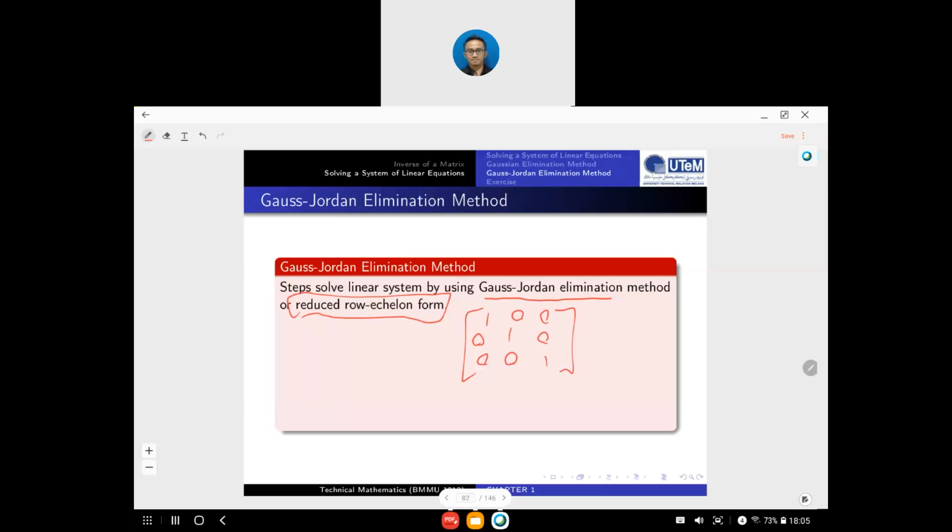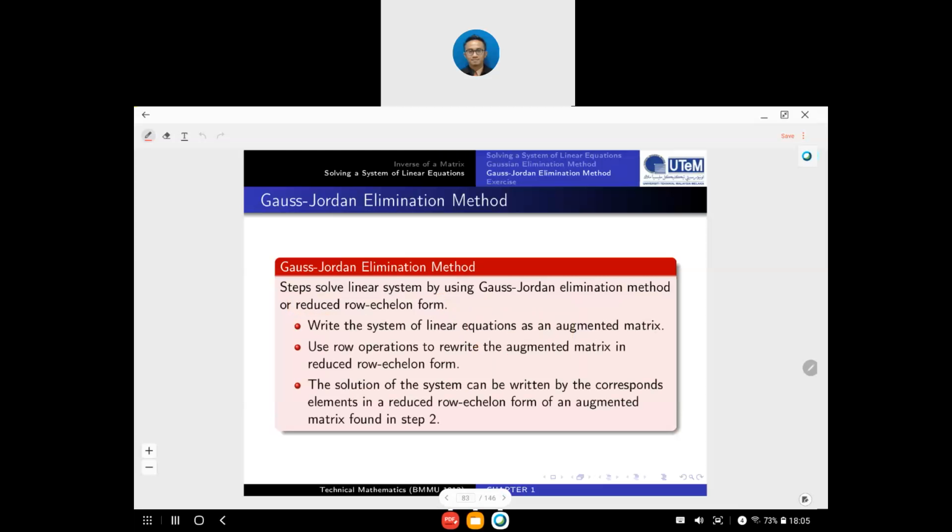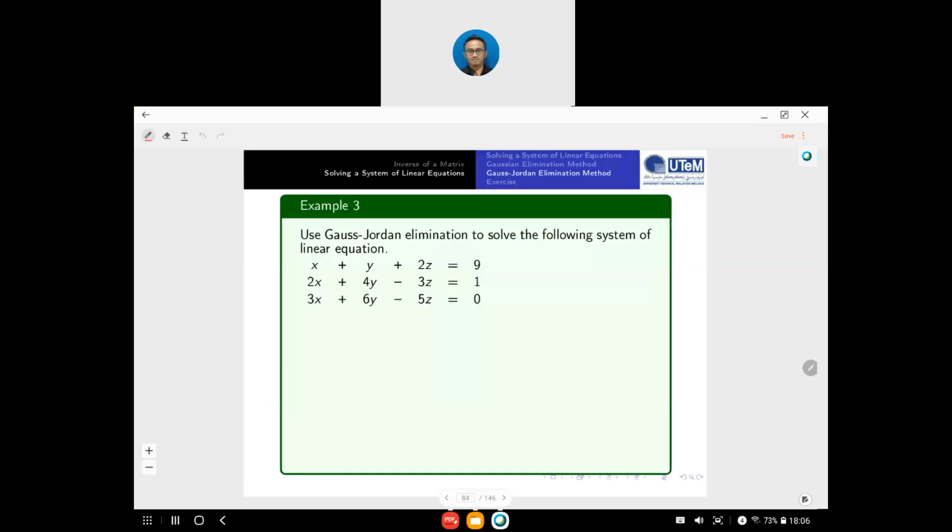So, Gauss-Jordan elimination method, dia punya konsep panjang sikit lah. Okay? So, write the system of linear equations in an augmented matrix. Use row operations to rewrite the augmented matrix and then reduce to row echelon form. Okay, now look at example 3. Solve the following system of linear equations using the Gauss-Jordan elimination method. So for this question, also the same thing, transform in terms of an augmented matrix, something like this.